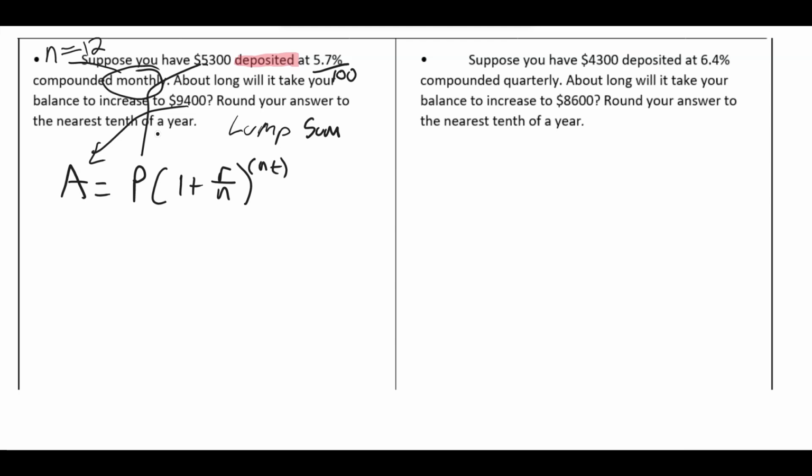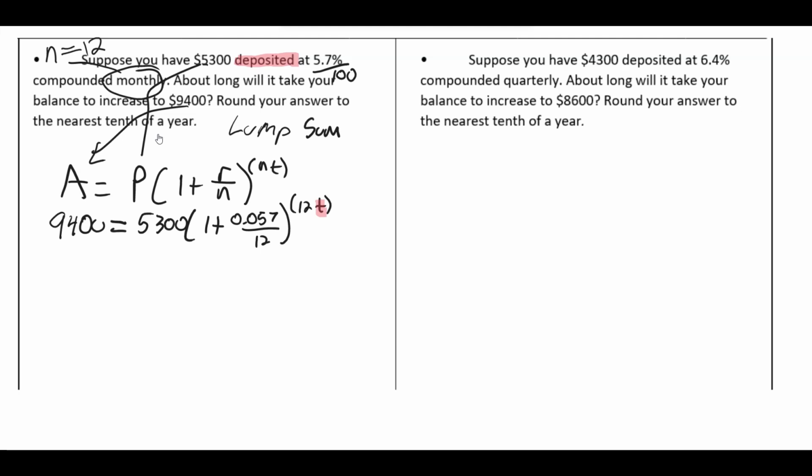Okay, so let's plug in what we have. We have 9,400 equals 5,300 times (1 plus 0.057 over 12) to the power 12t. Okay, we want to solve for t. The issue with t is it's up in the exponent. So we want to solve for it.